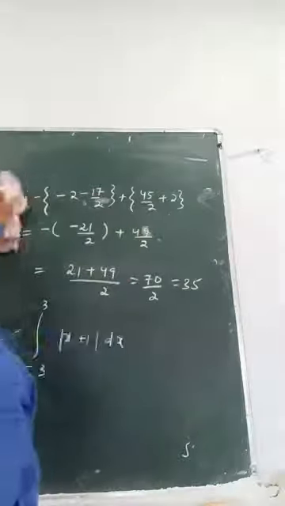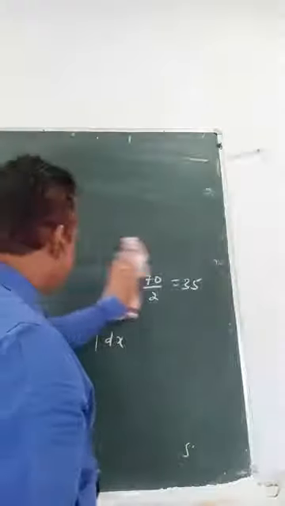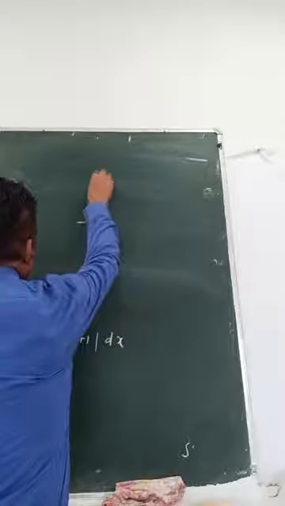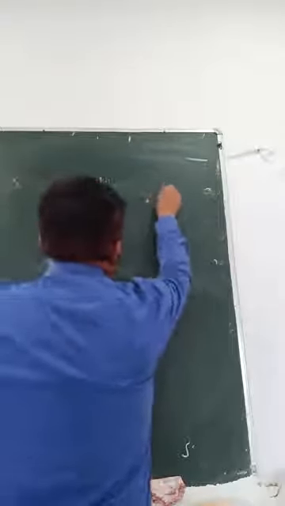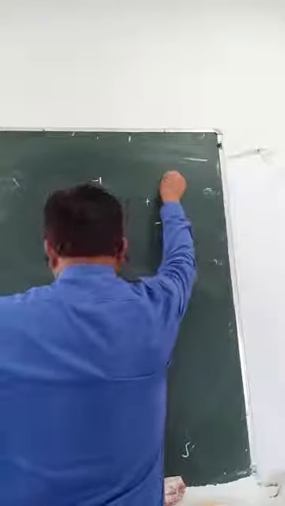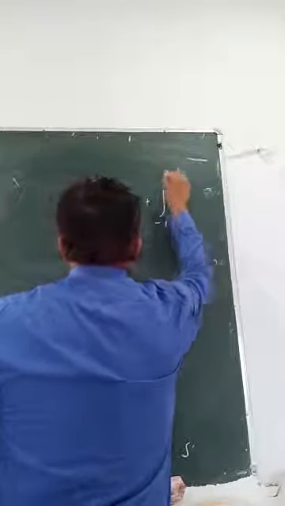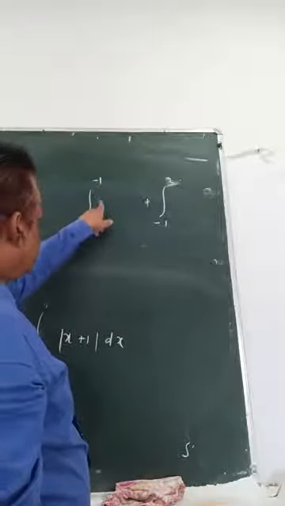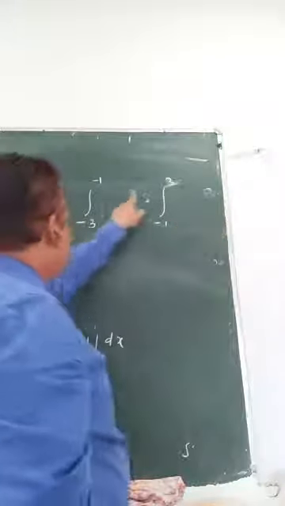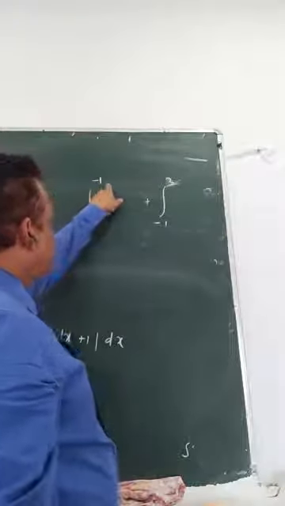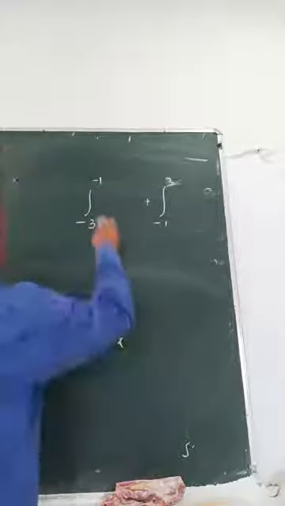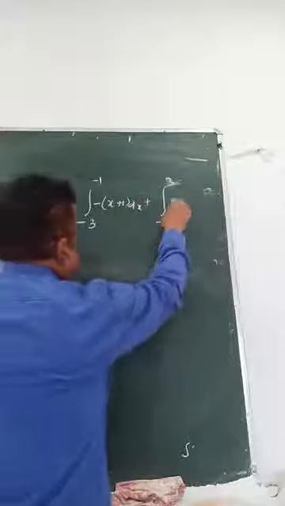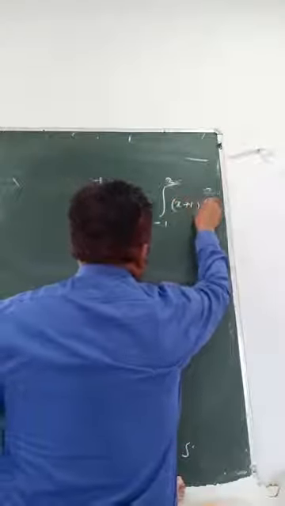So you can write, your breaking point became minus 3 to minus 1 plus minus 1 to 3. Okay. So which is the value? This is negative value, this is positive value. Why? Now the upper limit is less than 0. So this is less than 0, which means it is minus of x plus 1 dx. This is plus x plus 1 dx.